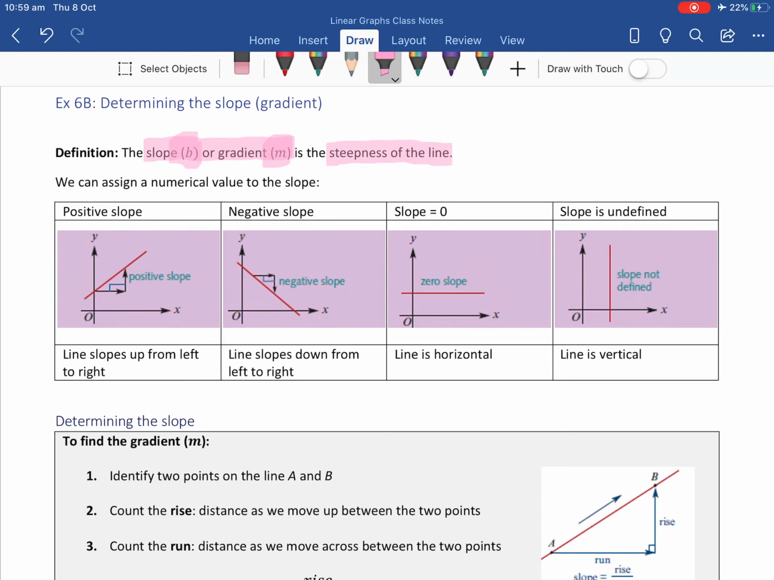We can assign a numerical value to the slope. So if it's a positive slope, it's going to go up. The line slopes up from left to right. If it's negative, your line's going to go down. Zero slope, so if there's no value for B or M, it's just going to be a horizontal line. And if the slope is not defined, it is a vertical line.